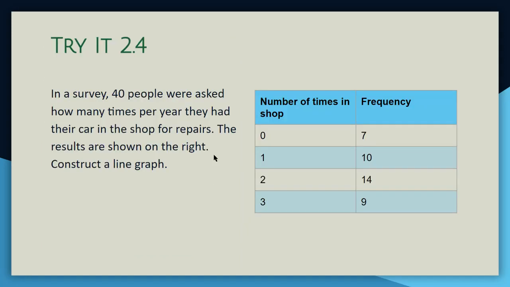Okay, so I want you guys to try this one on your own. In a survey, 40 people were asked how many times per year they had their car in the shop for repairs. The results are shown on the right. Construct a line graph. So you might want to grab a sheet of scratch paper and a ruler. You're going to take this graph and do exactly what we just did in the last example. Set up your axes. So number of times in the shop is your X, frequency is your Y, and then plot those points, connect the dots with a ruler. Pause your video. I'm going to go ahead and move on to the solution.